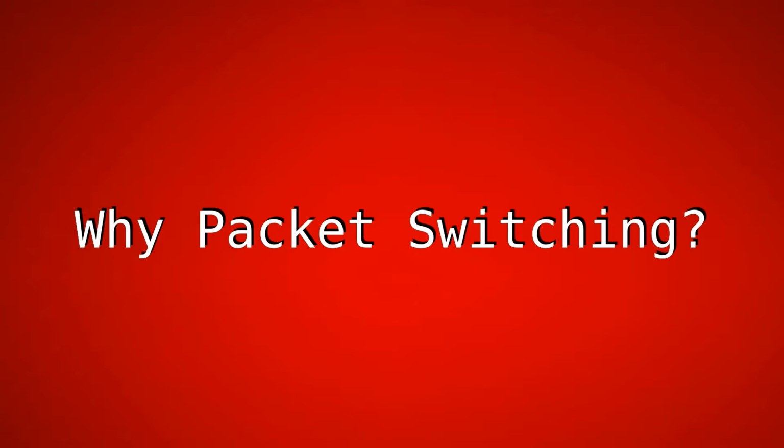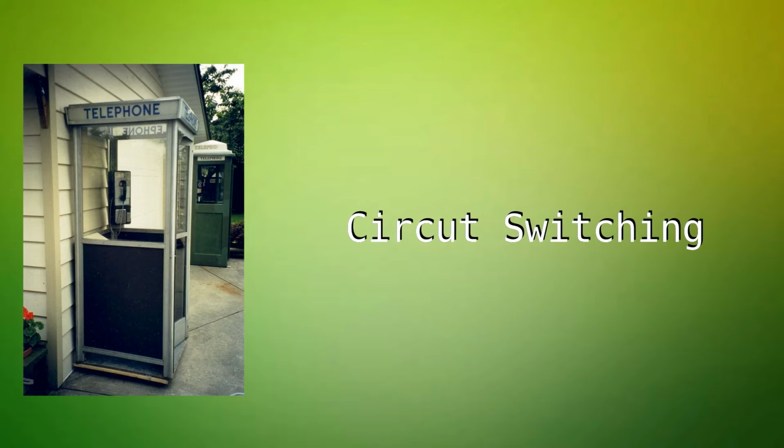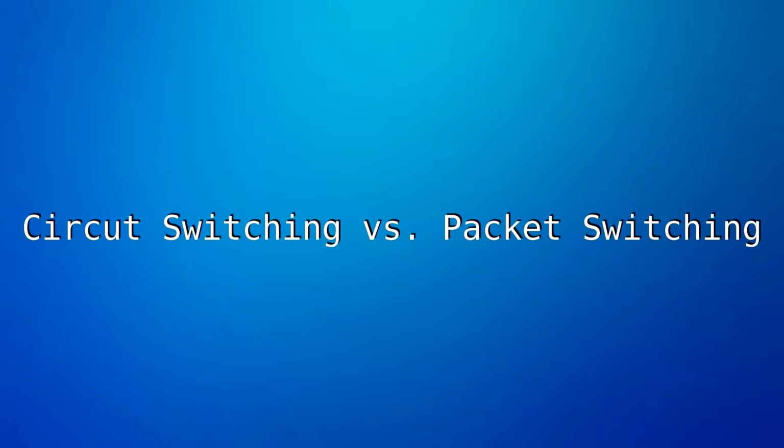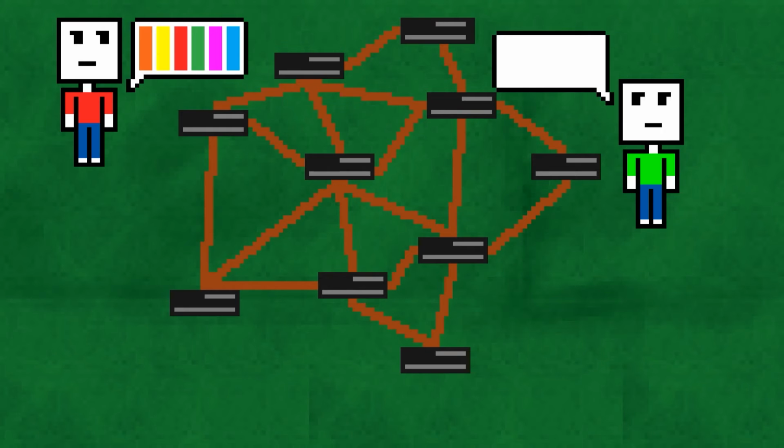Well, let's first take a look at the old technology that it replaced, circuit switching. Circuit switching was used in old telephone systems and was the reason that long-distance phone calls used to cost more. Unlike prior methods of transferring data like circuit switching, packet switching allows for more bandwidth to be utilized. Now let me show you an example of how these two technologies work.